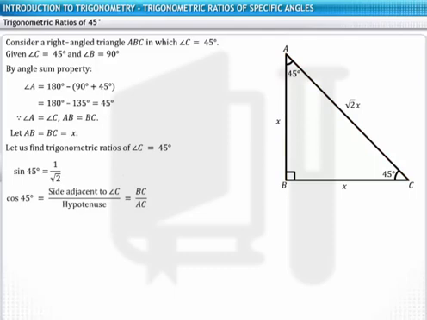Cos 45 degrees is equal to the ratio of BC, the side adjacent to the angle C, and the hypotenuse AC. Putting in the values of BC and AC, we get cos 45 degrees as 1 by root 2.